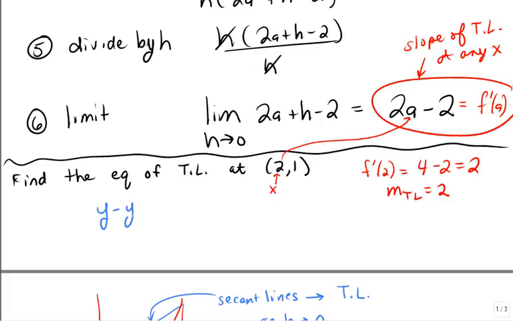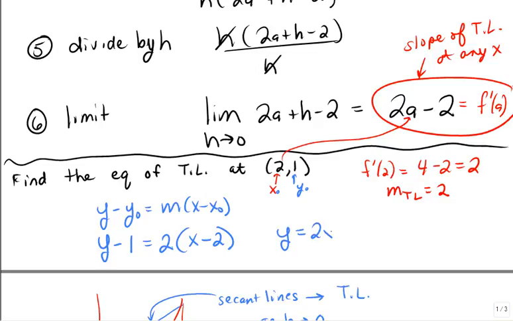To find an equation of a line, I use the line equation. My y0 is 1. This is my y. y minus y0 equals the slope, 2, times x minus x0. My x0 is 2. So simplifying that, I get y equals 2x minus 4 plus 1, which is 2x minus 3. That's my tangent line.